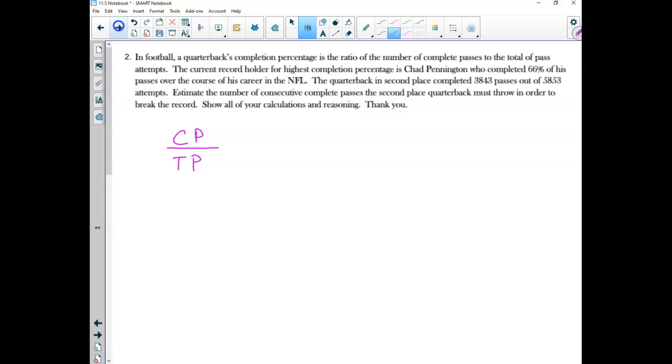The quarterback in second place has 3,843 completed passes out of 5,853 attempts. Estimate the number of consecutive completed passes the second place quarterback must throw in order to break the record. Well, right now, he currently has 3,843 completed passes out of 5,853. Okay, and he is in second place.